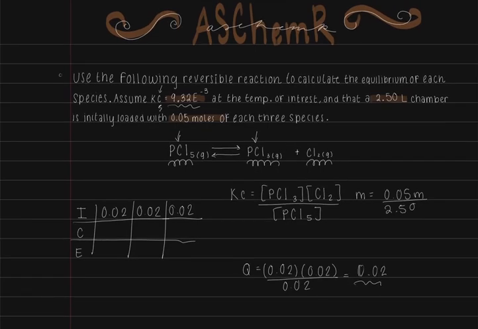Now, in the first box of C, we're adding x, but then in the last two boxes, we're going to be subtracting x. For your equilibrium concentration, aka row E, you're going to completely add the values. So it's going to be in your first box 0.02 plus x, and then your last two boxes 0.02 minus x.